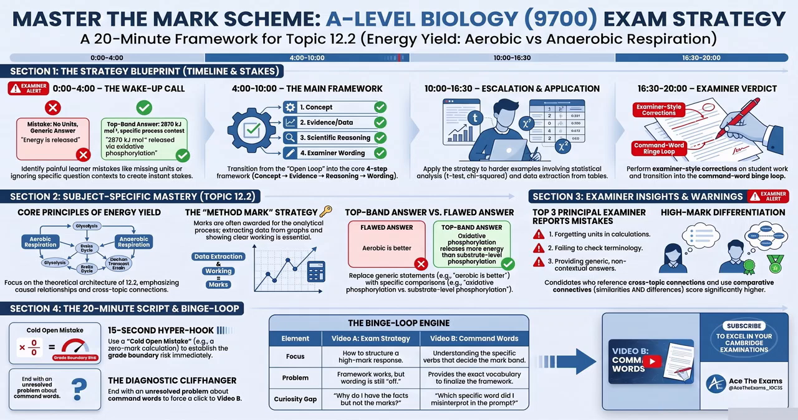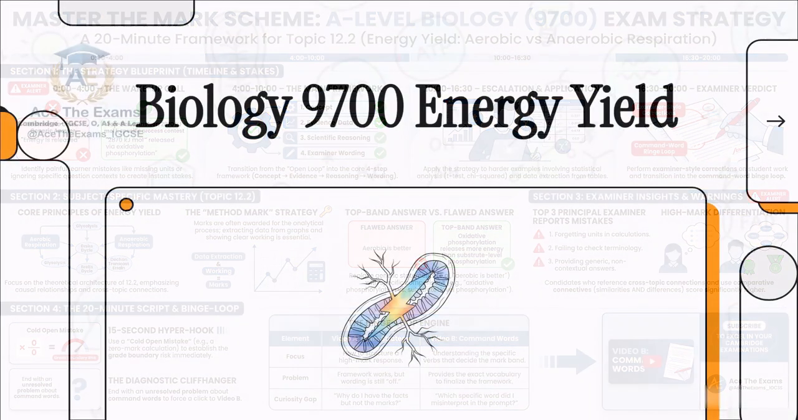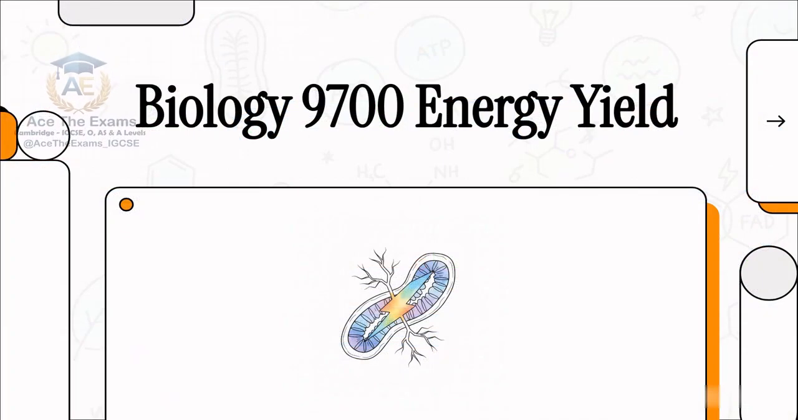All right, picture this. You're sitting in the exam hall, the clock is ticking, your paper is open, and you're staring down a high-stakes, multi-mark question on 12.2 energy yield, specifically aerobic versus anaerobic respiration. Look, this topic appears in literally every single Cambridge A-Level Biology 9700 examination series.